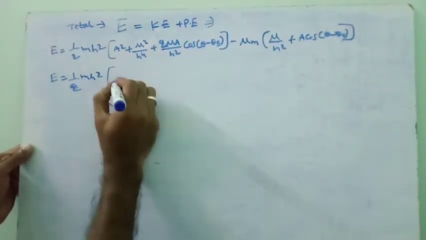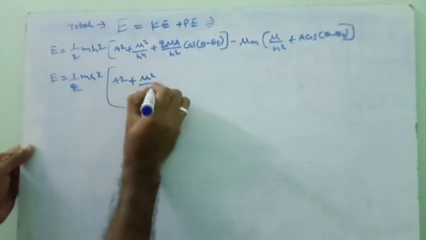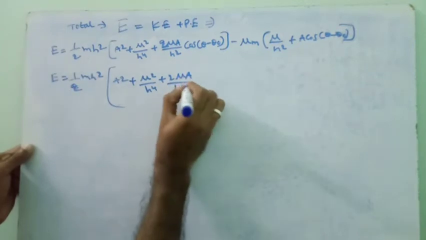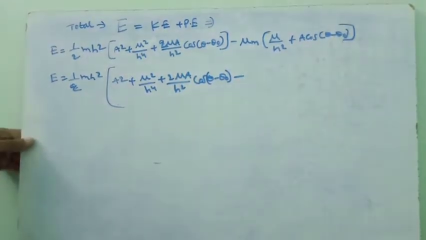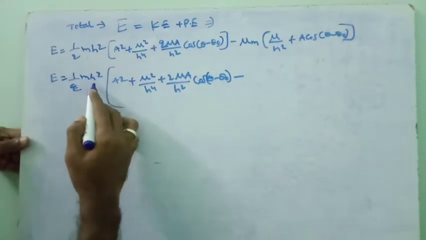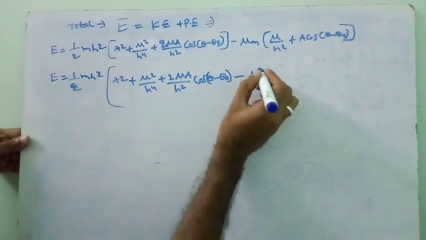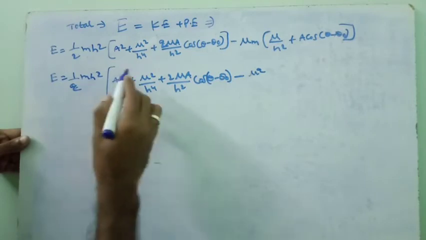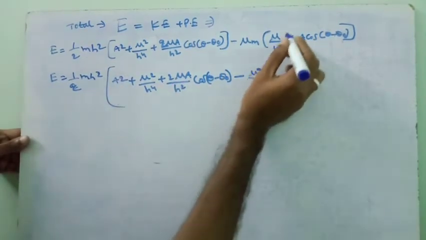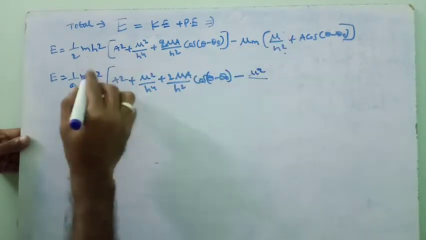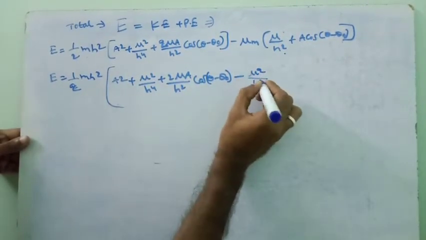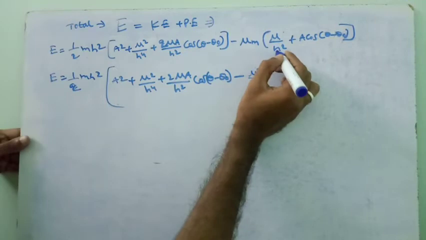So we get kinetic energy as a square plus mu square by h power 4 plus 2 mu a by h square cos(theta minus theta naught). Minus, here we have taken m common outside, so this term becomes mu square, and we have taken h square common, so we have multiplied h square by h square in numerator and denominator. So we have taken h square outside, but another h square becomes h power 4, h square and h square.